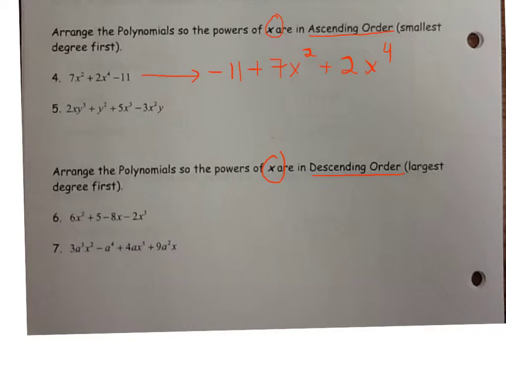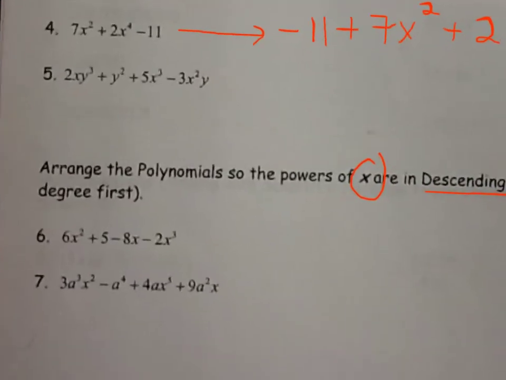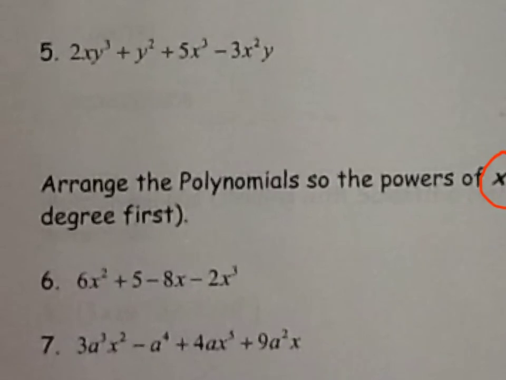Alright, number 5, a little bit trickier, because here's the deal. We only want to look at powers of x. So if I'm looking at number 5, the power of x here is 1. The power of x here is 0. X here is 3. And x here is 2. Don't worry about the y's or anything else.